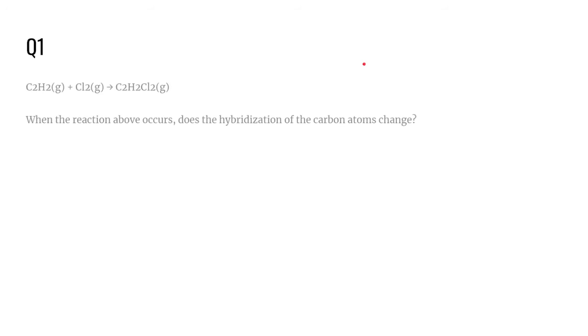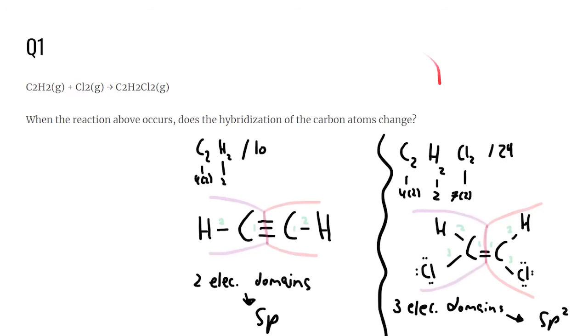Question 1. When the reaction above occurs, does the hybridization of the carbon atoms change? These are the Lewis diagrams of both before and after.